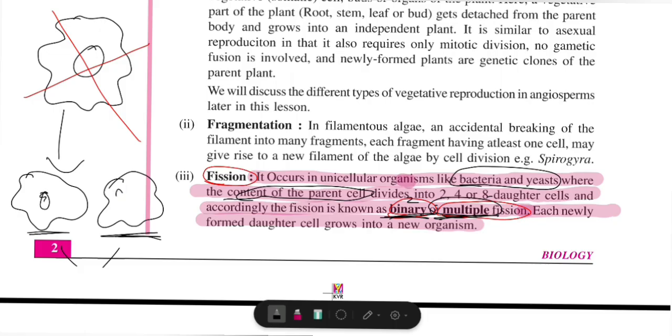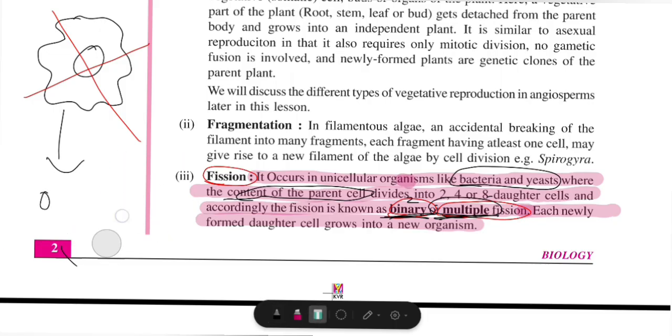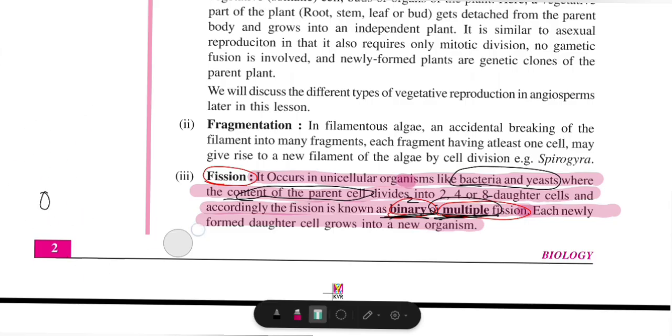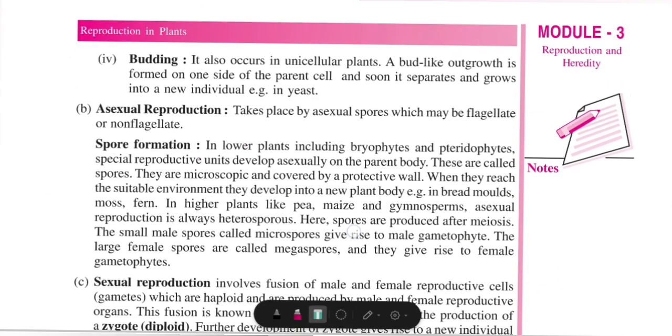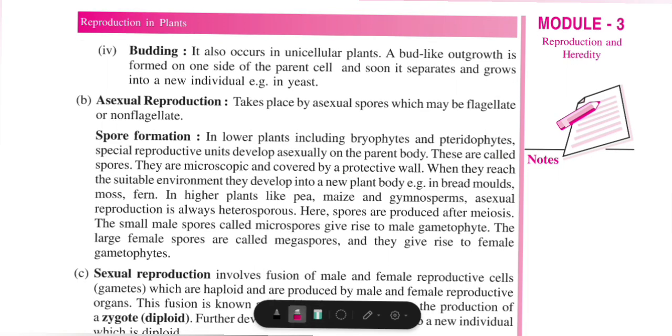And these daughter cells grow into a new organism. That is it, not so hard, right? Now let us go to vegetative reproduction's last and final part, which is budding. Now budding also occurs in unicellular plants.